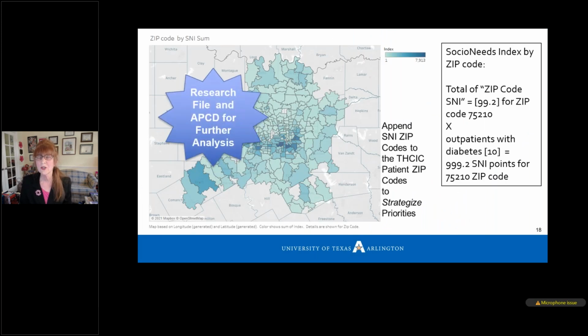This can also be a research file. One of my colleagues reminded me that we tend to work in the de-identified world when we're teaching, but as researchers, we can get the research file that shows us more information about the patients we're looking at, the zip codes we're looking at. It also provides us with an APCD, an all-payer claims database. What I'm showing you is administrative data.